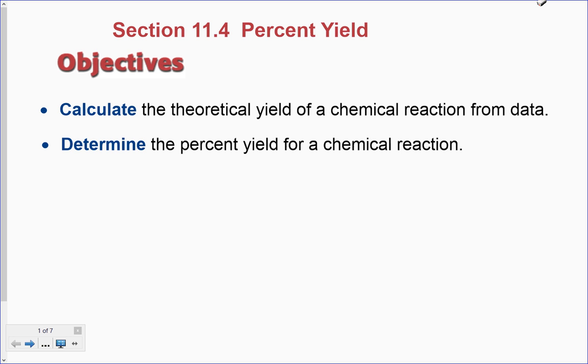Okay, so we already know how to do the theoretical yield. That's what we've been doing on these stoichiometry equations: figuring out how many grams of a product were produced from so many grams of a reactant. That's the theoretical yield. That's what we've been calculating. And the percent yield is really pretty simple after we figure out what the theoretical yield is. The theoretical yield is the hard part; the percent yield is the easy part.